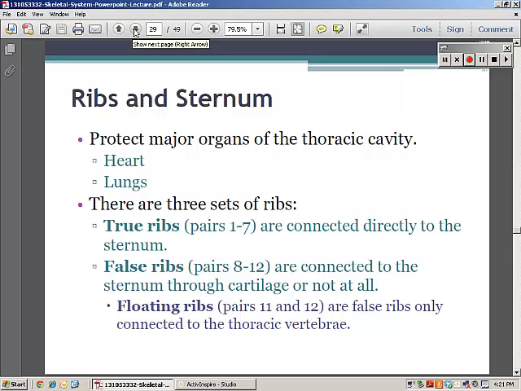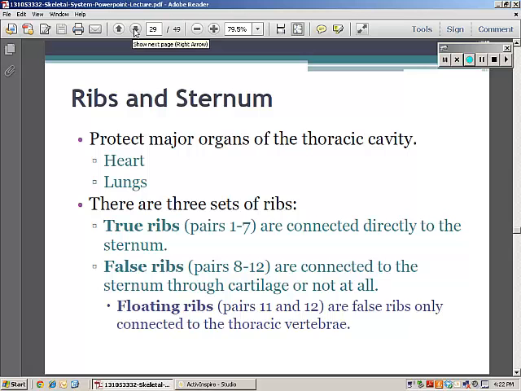Now, there are 3 types of ribs that you can find in your rib cage. The first type is what we call our true ribs, and there are about 7 pairs of those, and they're connected directly to the sternum. The next set is about 4 pairs, and we call these false ribs. These are connected to the sternum through cartilage, okay? And some of them are not even really connected at that. And then the final category, and there are only a couple pairs of these, are what we call the floating ribs.